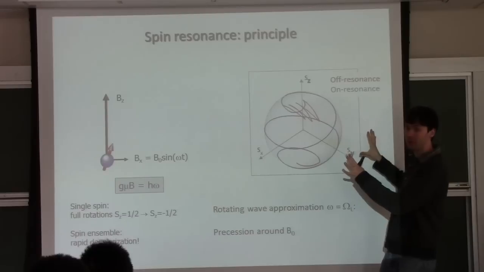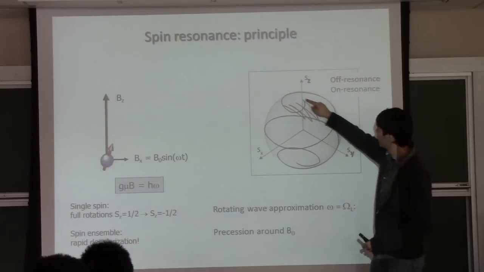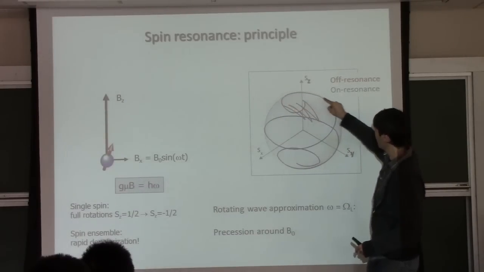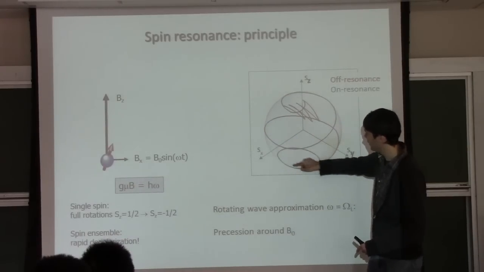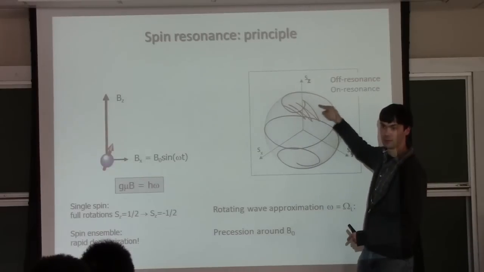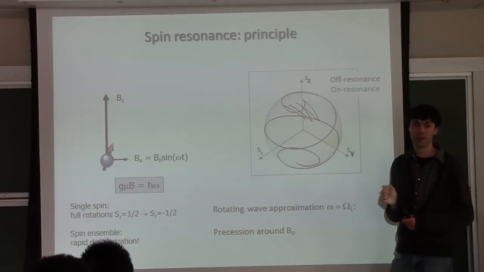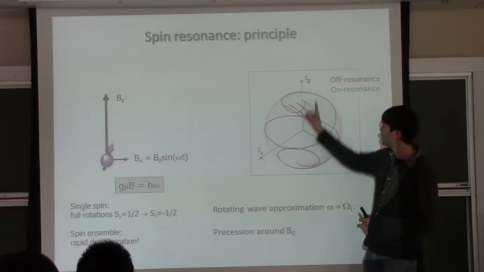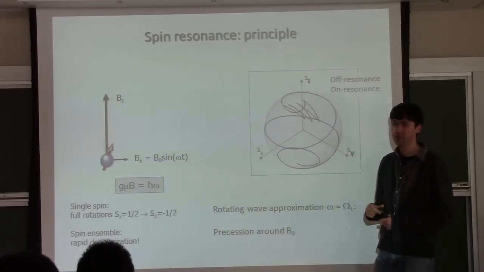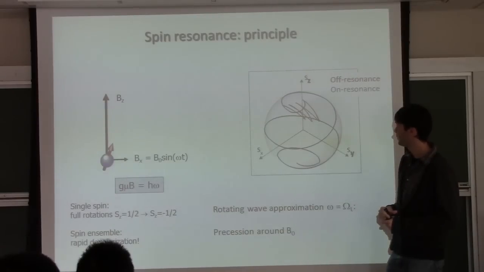In the stationary frame, in the laboratory frame, we are doing a lot more precession, but we are coming down from up to down, and then from down back to up. This is what happens on spin resonance. So if we combine the effects of Z and X field, this is what happens.